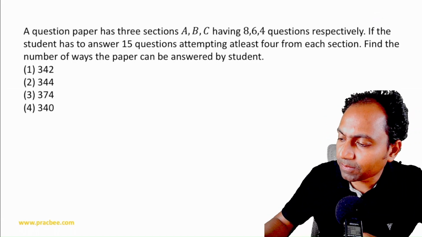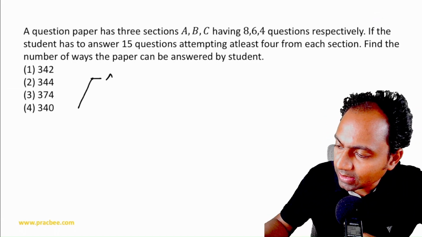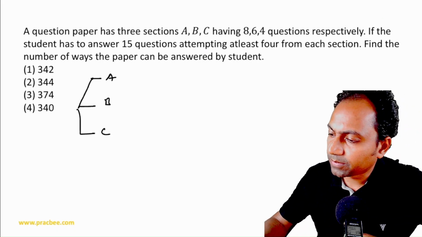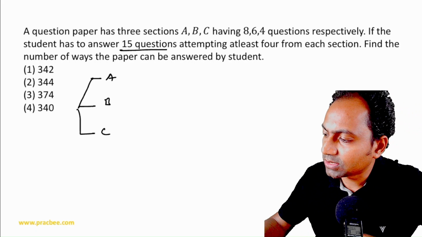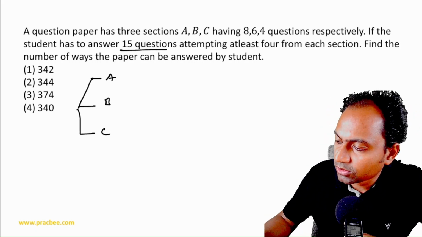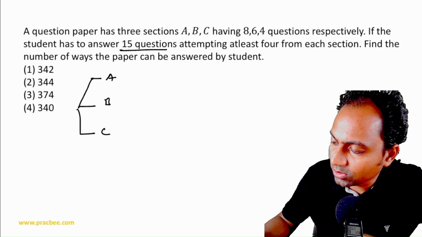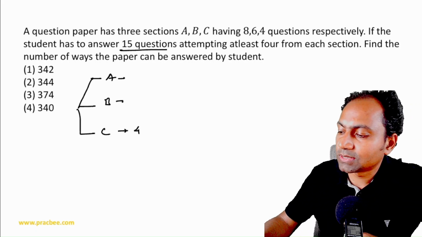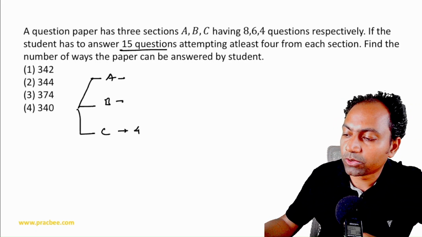The question talks about a paper that has 3 sections, A, B and C, and a student wants to answer 15 questions in such a manner that each section contributes at least 4 questions. Now we can see that section C has only 4 questions, so all 4 will come. Now we can make cases here because both of these sections in a combined manner should contribute 11 questions.